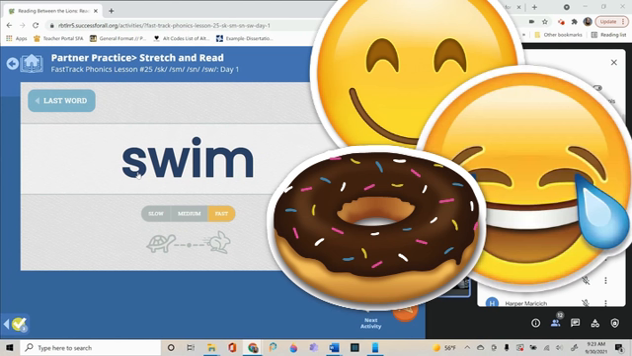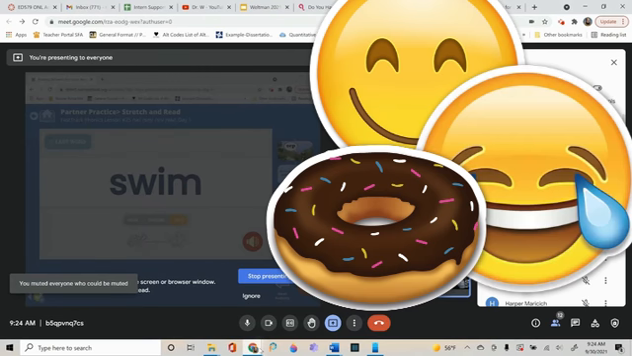Those combinations. So this one is sw. Try with me. What's the word? Swim. So when you see an S and a W together, it makes a swa sound. Like swim, swam, swum, swung, swing, swat. That's right. Good. Okay, let's move on to the next one here.